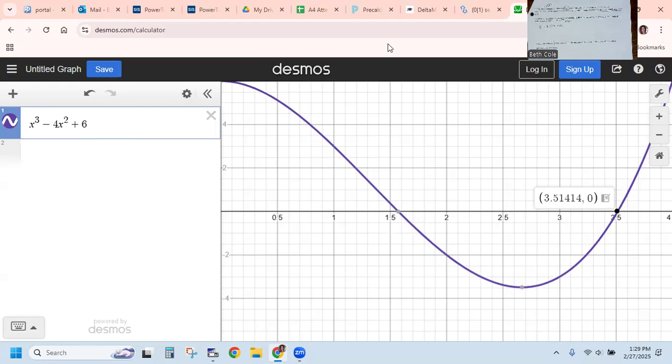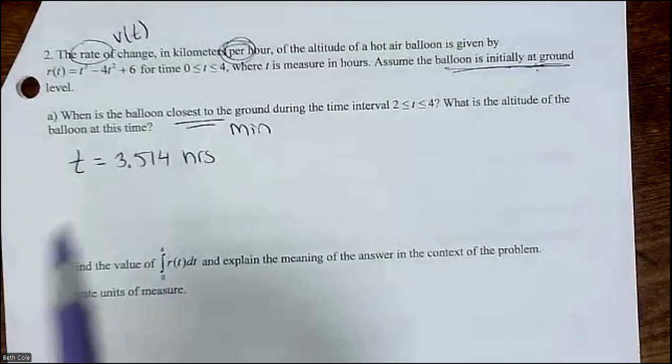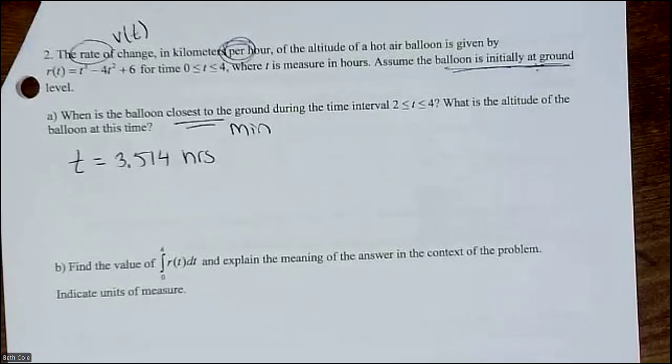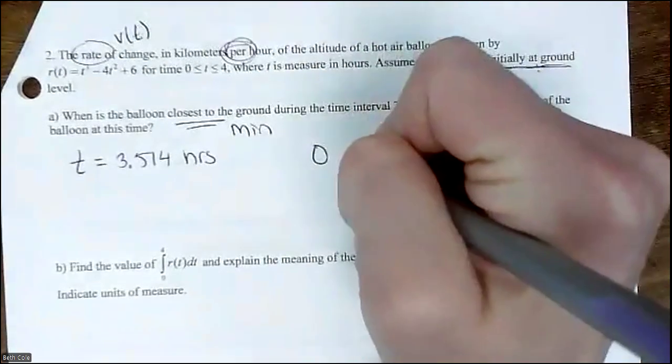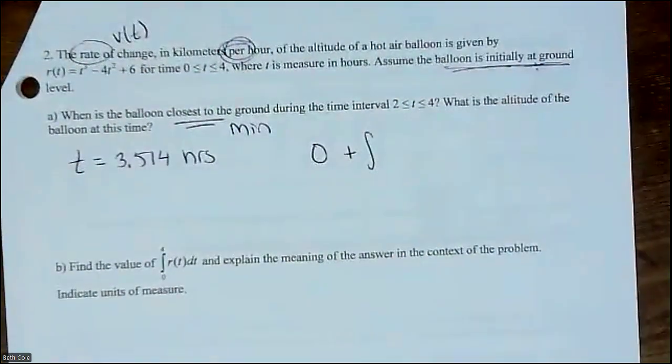Actually, I guess I will have to go back to my paper to write this down. So time 3.514 hours. Now there's a follow-up question, which is what? What is the altitude at that time? Where did the balloon start? See, I'm going to write it anyway. It's your initial condition plus your displacement. If you don't want to write the 0 plus, that's fine. I'm just bringing it up because that's where the balloon started.